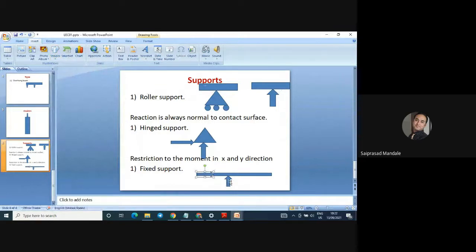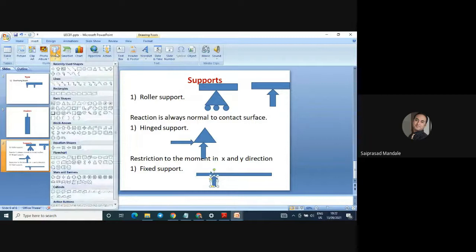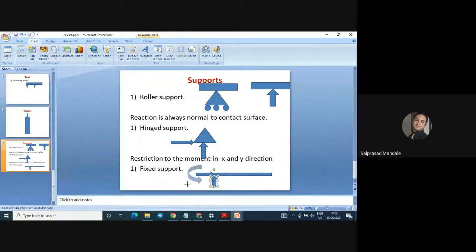In vertical and in horizontal direction, along with the application of movement. So where is the movement? Yes, I got it. There is a movement. X-axis, y-axis, and the movement. So in such a case, the arrow indicates the restriction to the movement in respective directions.